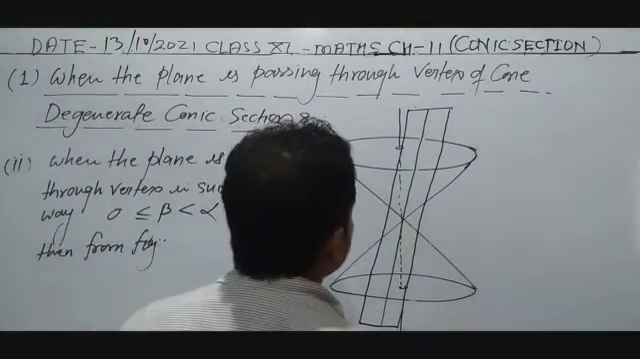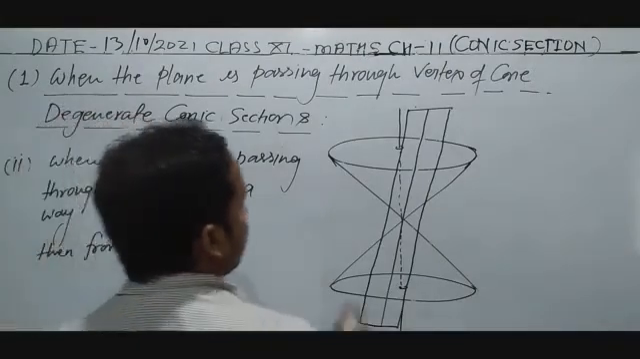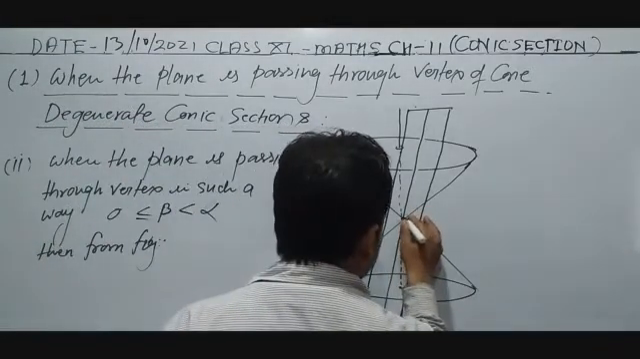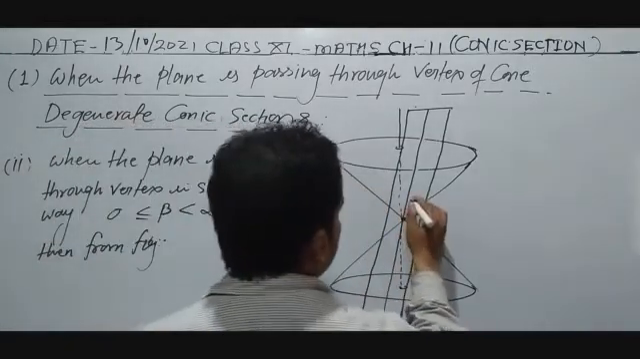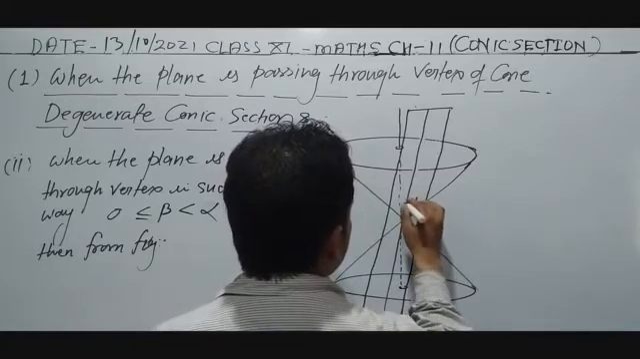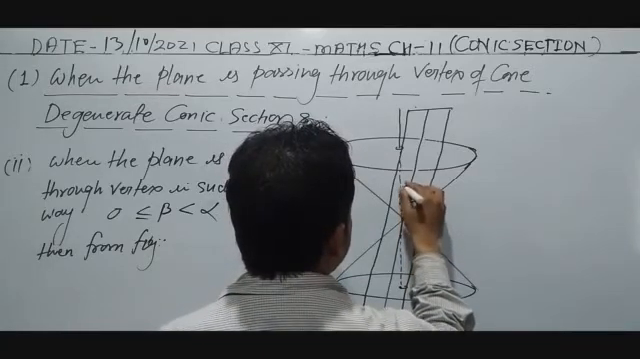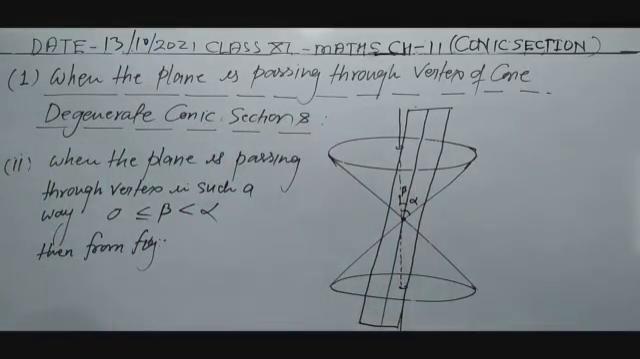Now in this case, what will be the section? When the plane is passing through the vertex in such a way that this angle is known as alpha, this is the semi vertical angle, and this angle is beta. From the figure it is clear that beta is less than alpha, and beta can be 0.